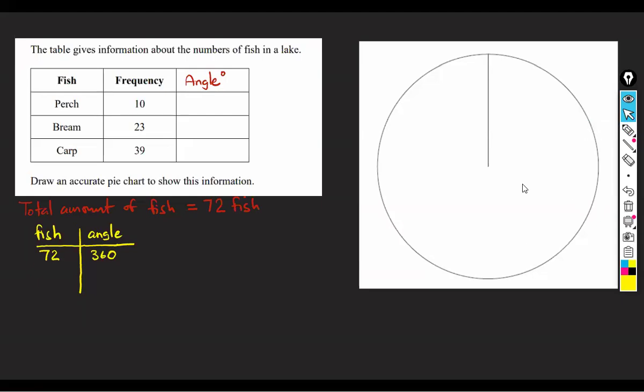Right. So here's the thing now. Let's do the perch. Let's see how much the perch will take up. How much perch do we have? We have 10 perch. What if 72 fish is 360 degrees? Then 10 fish should occupy an angle also. What is the angle? We don't know. So we put what? X. Can you all cross multiply to solve for X for me? Cross multiply and solve for X. And that will give you the angle for the perch.